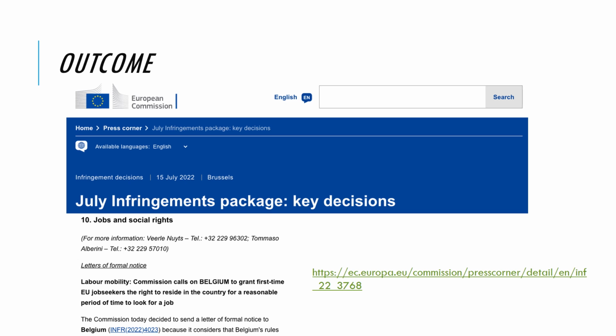Given that the response of the Belgian authorities was not deemed satisfactory, in July of 2022, the European Commission proceeded to issue a formal letter of notice against Belgium. In its letter, the Commission called upon Belgium to grant first-time EU job seekers the right to reside in the country for a reasonable period of time when looking for work. In the event that Belgium fails to amend its law, the Commission may decide to send a reasoned opinion, which is the last required step before being able to take the matter back to the European Court of Justice. We now await the response of the Belgian authorities.